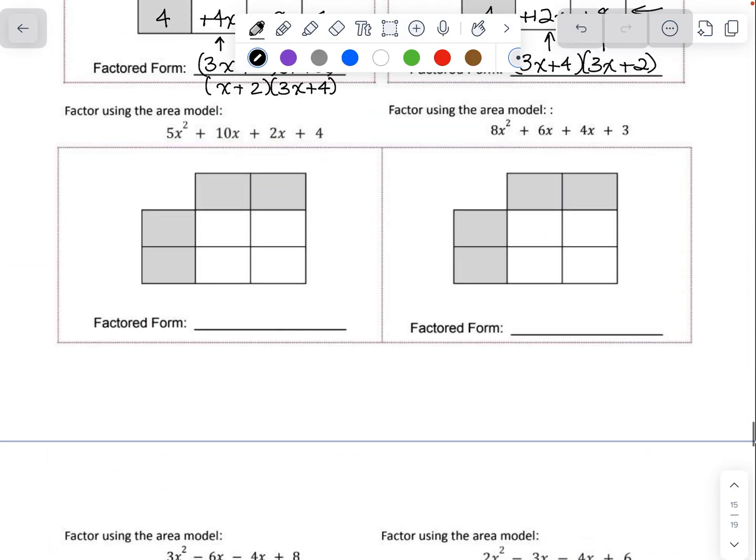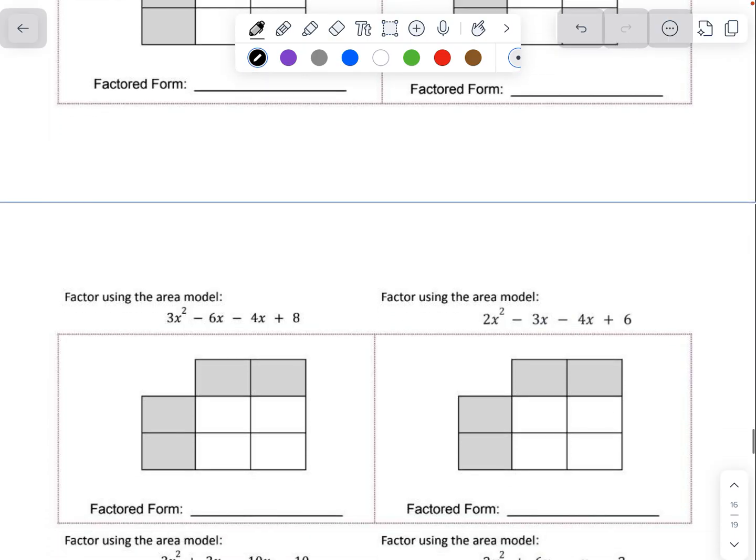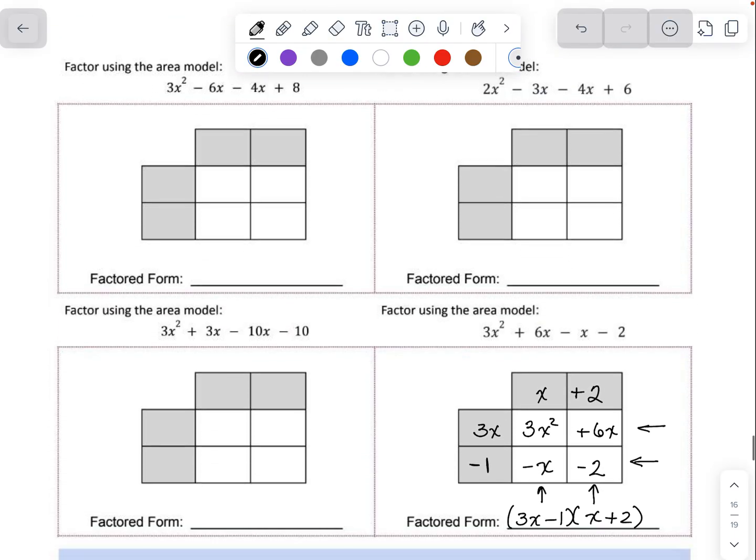Just take a few minutes on your own and try a few of these, and then double check with the answer key as you feel comfortable.